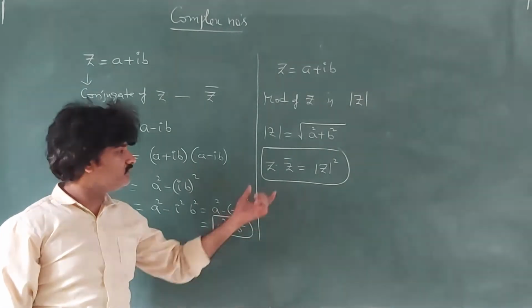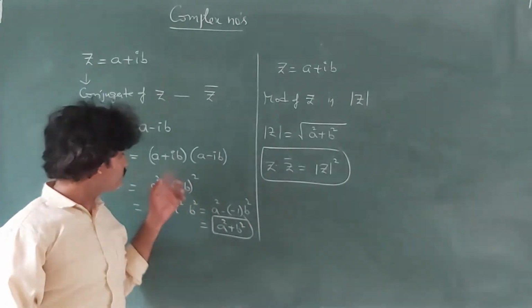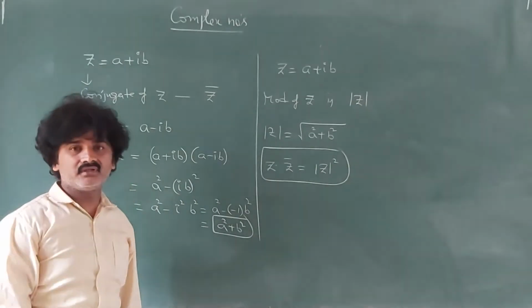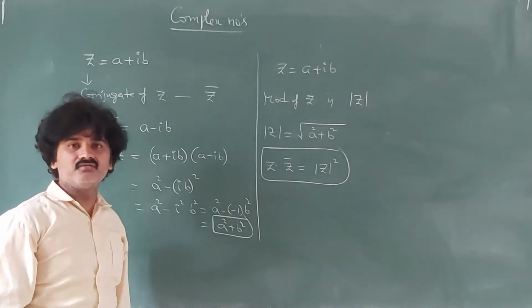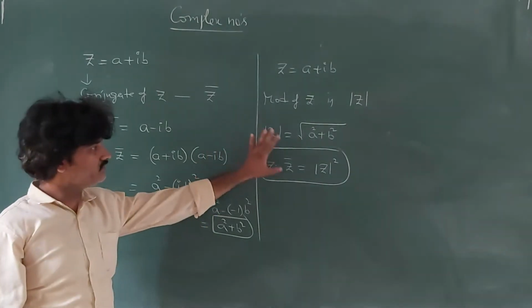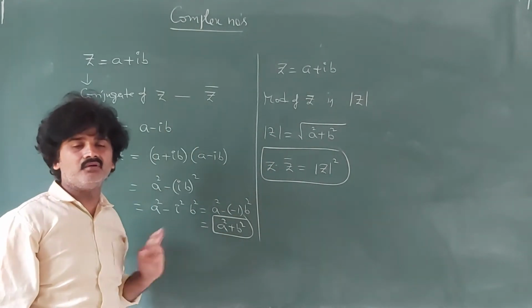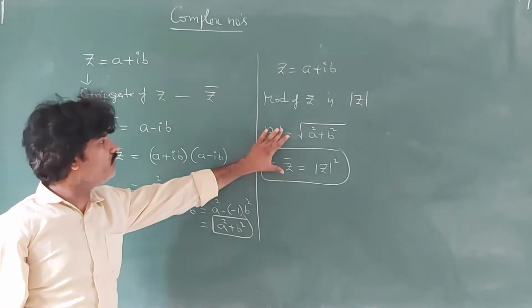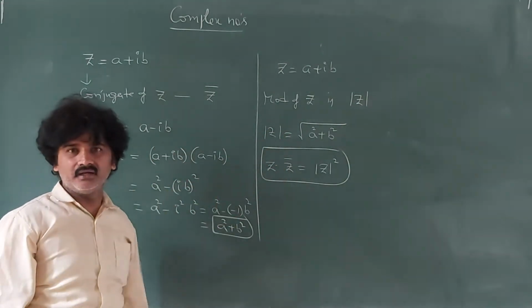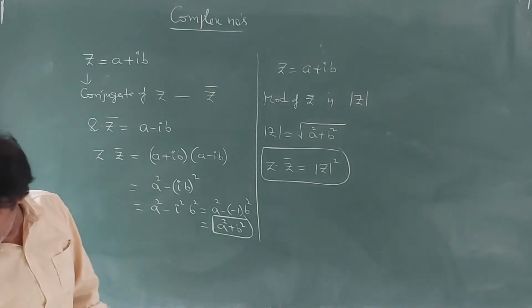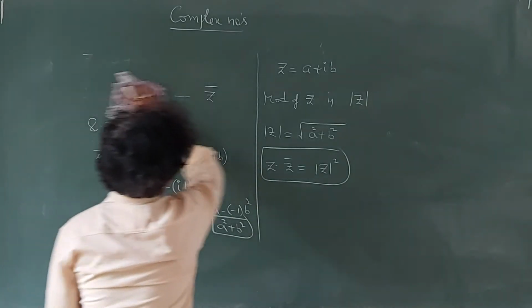Based on this modulus and conjugate, we have some properties. While doing problems, let us first do the basics of complex numbers, how you denote them, modulus, conjugate, as I explained. Now let us start the exercise from our material.